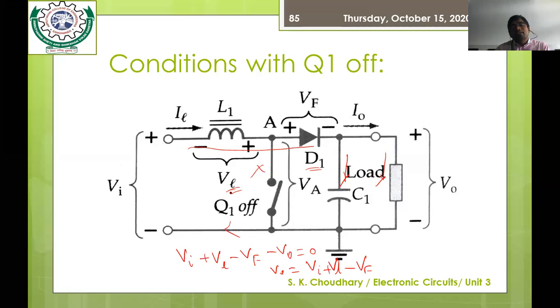And one thing is that IL would always remain higher than I naught, and because of that only your output voltage would keep increasing. And in this case, your output voltage would be larger than the input voltage. That's why its name is boost converter.